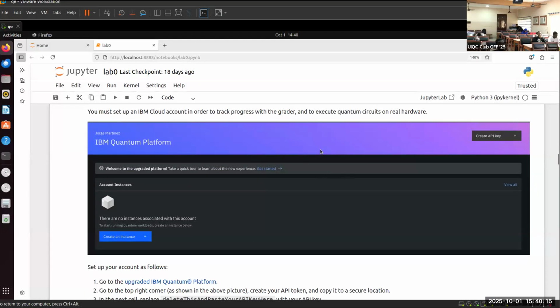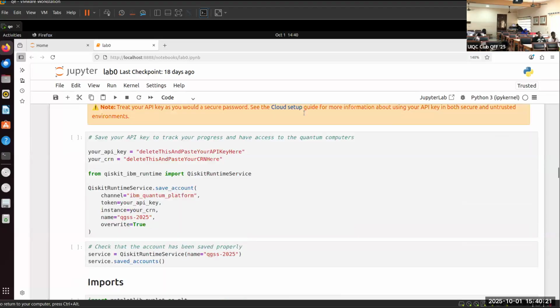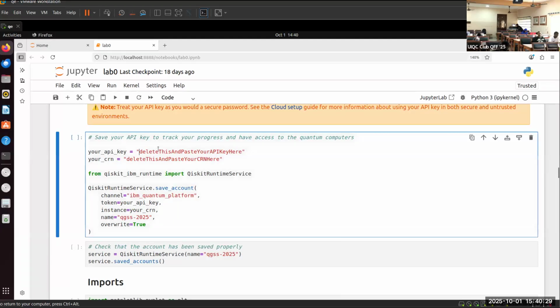When you create an account with IBM, you have some of these platforms. You create an API key, you copy your key, then you come and paste it here. So this is the first task. It's not really a task, but you should be able to do this. Here you can see the placeholder: delete this and paste your API key here. So you delete this, you paste your own key. In trying to delete and paste, you can delete the quotation and it gives you errors, like it's not working. So you should be able to solve problems like that.